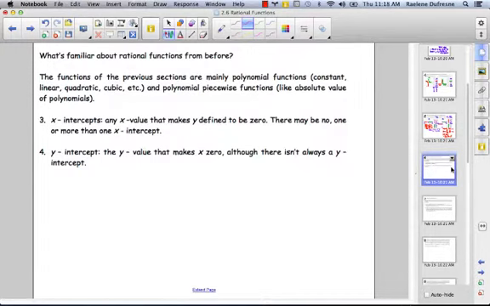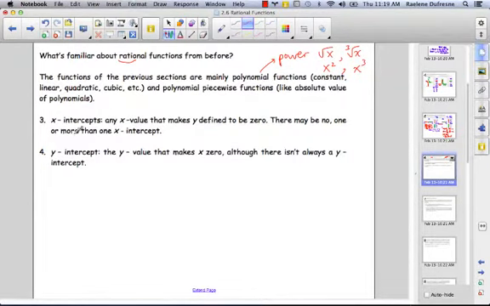So we're talking about rational functions, which are ratios of polynomial functions. And what's the same about what we've seen from functions before? Well, the functions that we've seen in the previous sections of our text are mainly polynomial functions: constant, linear, quadratic, cubic. Of course, we've seen other power functions, like the square root of x or the cube root of x, which are the inverses of x squared once we restrict the domain of x squared, and the inverse of x cubed. But for the most part, we've been dealing with the polynomial functions, or polynomial piecewise functions, like absolute value.